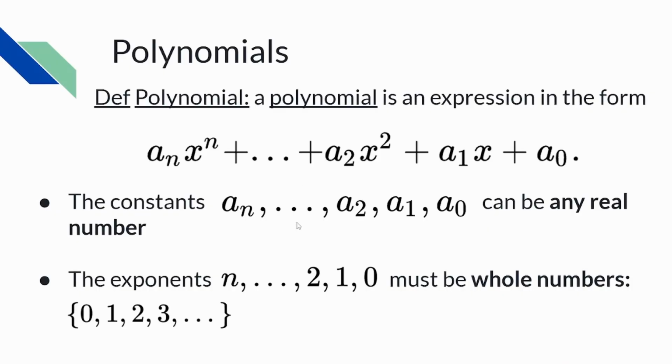Okay, first off, we want to say that the constants a sub n all the way down to a sub 2 and a sub 1 and a sub 0 can be any real number. Okay, so those are just numbers. Also, the exponents on the variable x, the exponents n through n minus 1 through n minus 2 all the way down to 3, 2, 1, 0, those exponents must be whole numbers. Okay, in order for this algebraic expression to be a polynomial, the exponents have to be whole numbers.